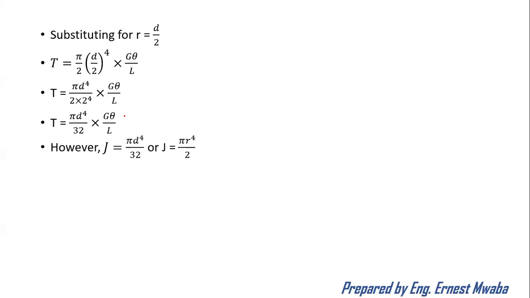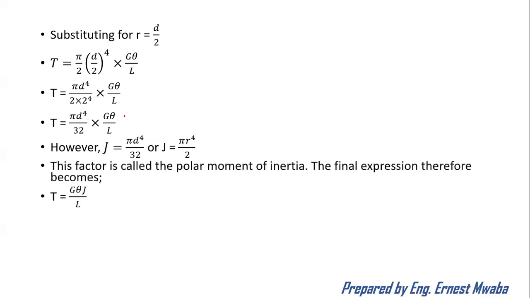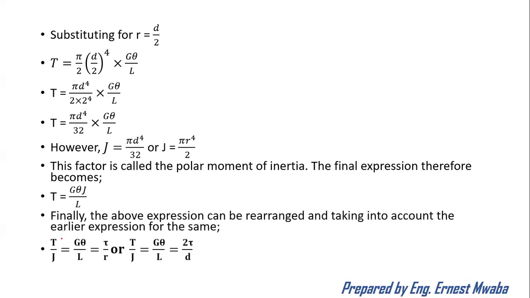So let's take it back to the equation and replace all this with J. So you have G theta J over L equals T. If you check back our equation that we already had, G theta over L. So we just need to get rid of this one, so we'll say divide through by J. You have T over J is equal to G theta over L is equal to shear stress over R. So then T over J is equal to G theta over L is equal to 2 shear stress over D.